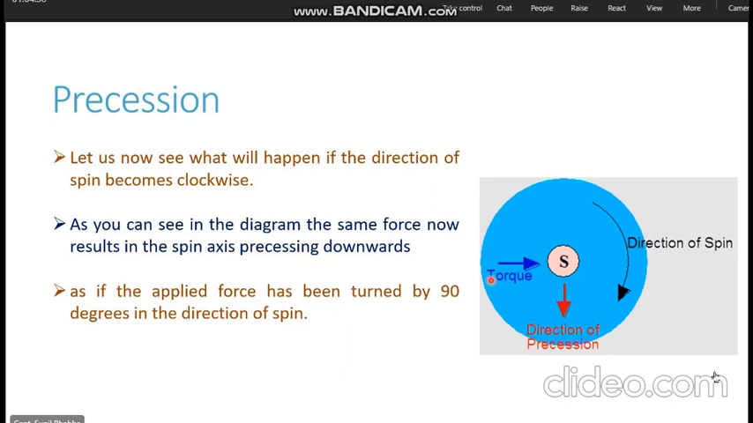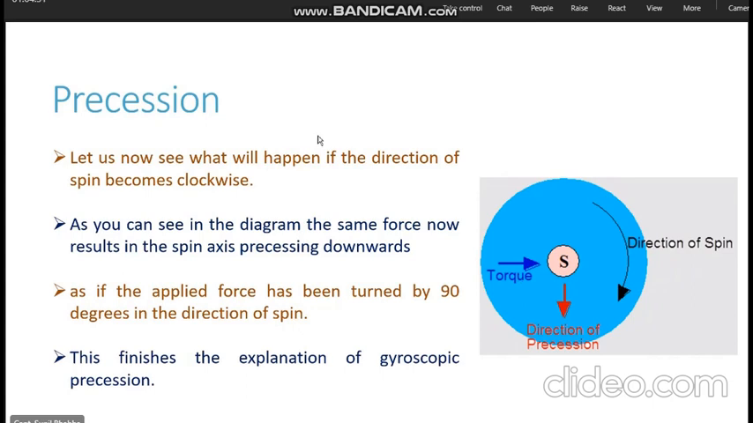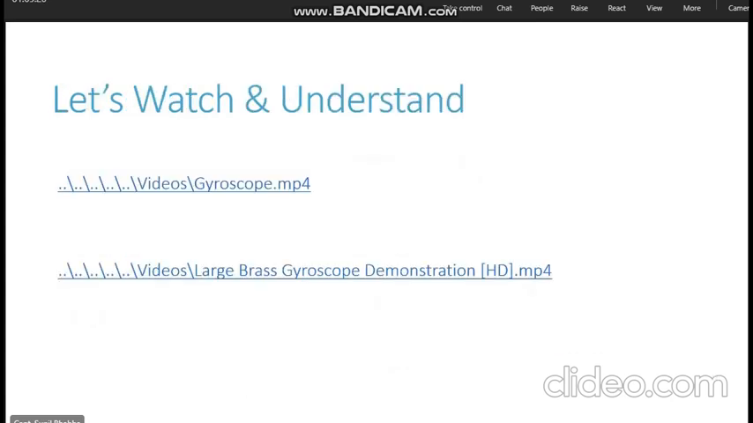So the blue color vector shows the force applied. The red or brown color vector shows the direction of precession of the spin axis. The first one was gyroscopic inertia and the second one was gyroscopic precession. Let me show you one video. Just give me a minute.